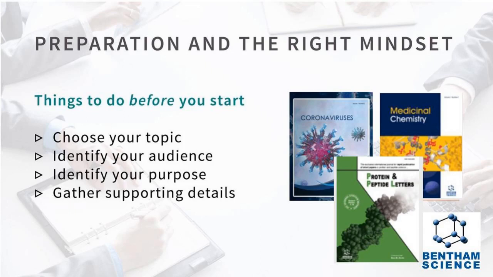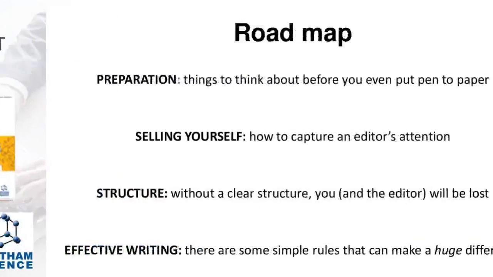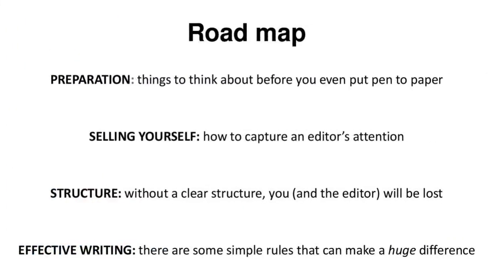Okay, so things to do before you start to write. Choose your topic, identify your audience, identify your purpose, and gather supporting details. Your message, your audience, so which journal are you going to send your work to, and the structure. We will talk in more detail about how you can effectively message your articles and how you can select target journals effectively. Today, we've talked about structure, preparation, things to think about before you even put pen to paper: the message, the audience, and the structure.